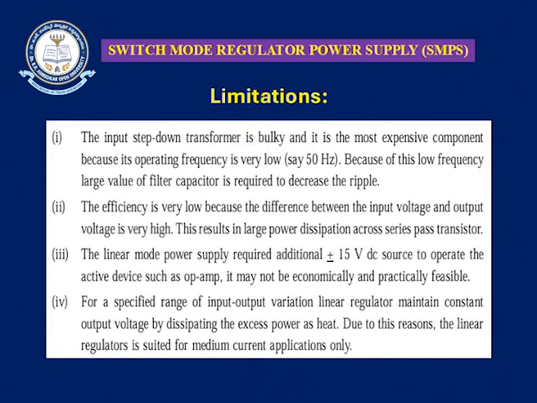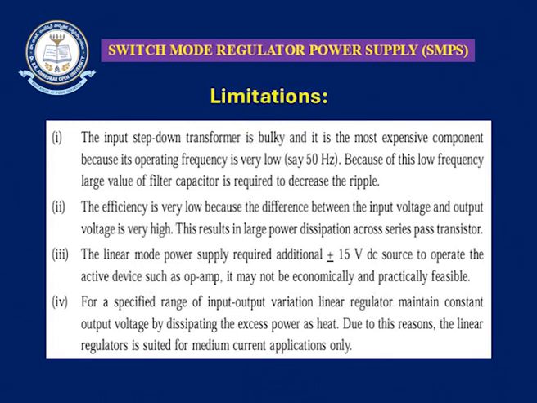The efficiency here is very low. Why? Because the difference between the input and output voltage is very high. This results in a large power dissipation across the series pass transistor. The third one is that the linear mode power supply additionally requires a plus or minus 15 volts DC supply to operate the active device such as the operational amplifier, and it may not be economically and practically feasible in all the conditions.